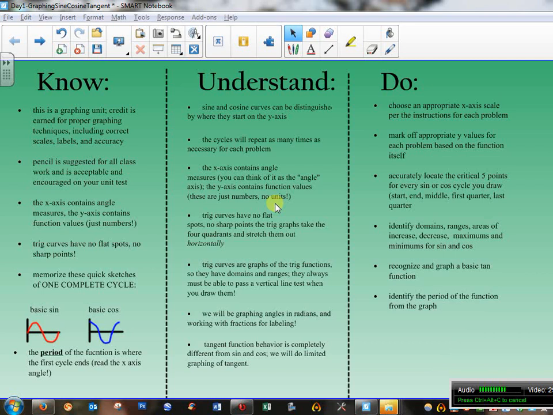And you can look at the do. We'll see examples of all the do, but it's the understand column that you really want to read through and try to think about all those ideas that are located in there that'll really help you understand how to construct these graphs.